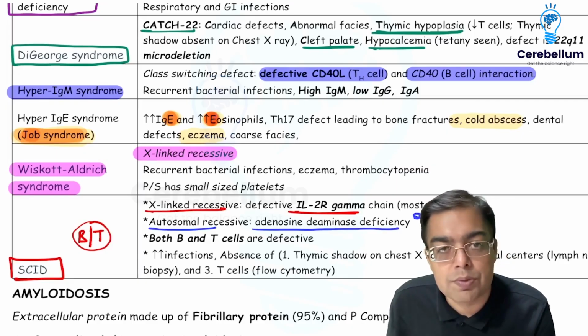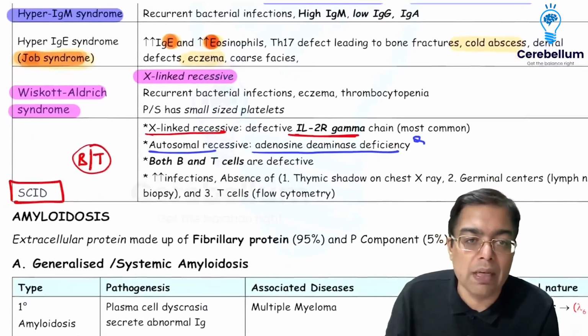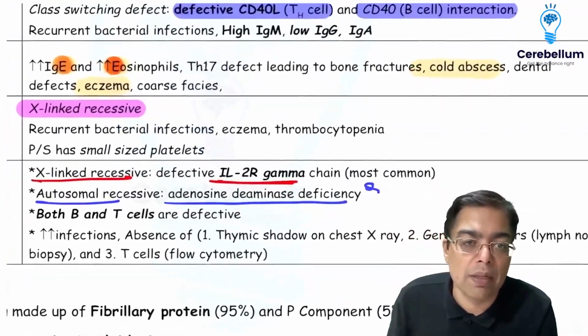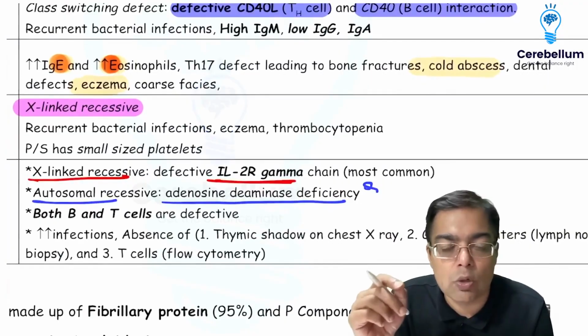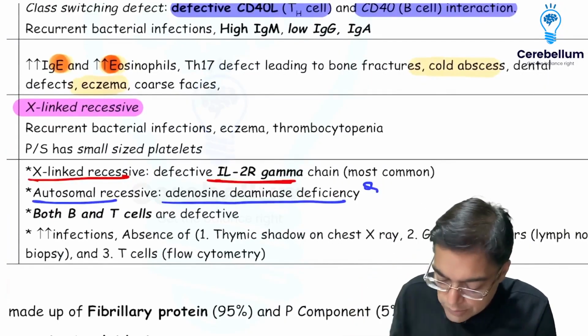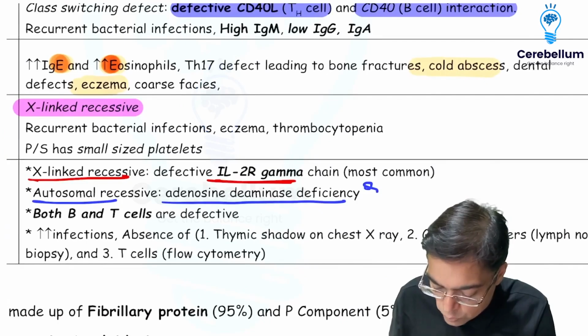So that is what is going to be observed. These patients are going to have B and T cells affected, so they will have repeated attacks of infections. These patients are also going to have a problem with T cells, so there is going to be an absence of the thymic shadow.